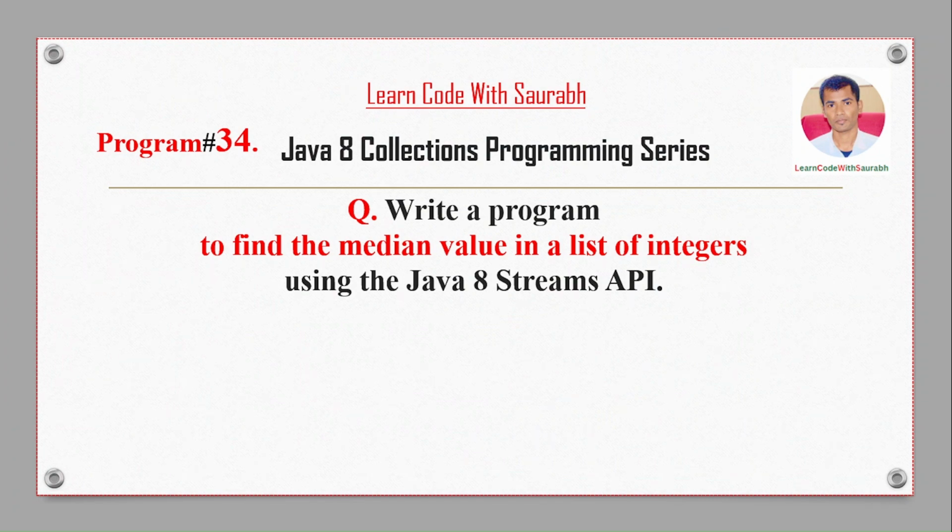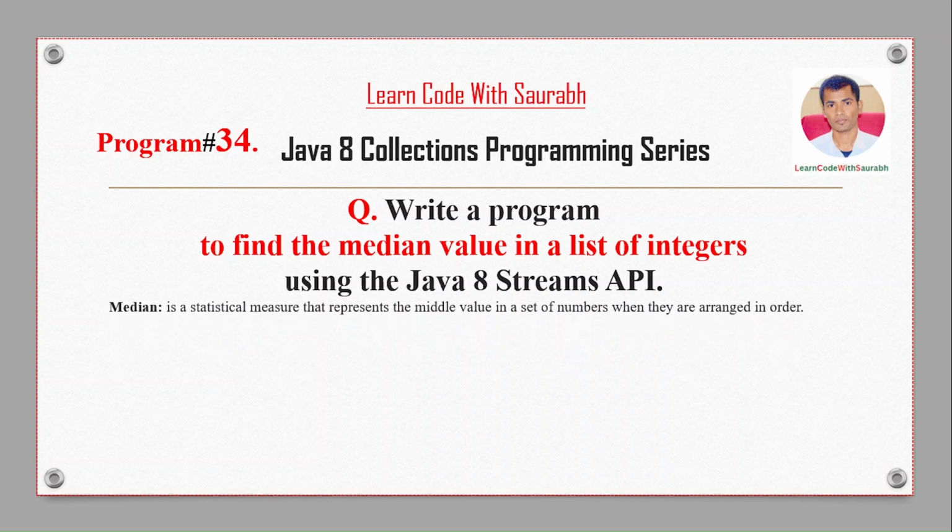Today I'm going to solve a program to find the median value in a list of integers using the Java Stream API. So in this program, it mentions the median value. So what is the median? Median is a statistical measure that represents the middle value in a set of numbers when they are arranged in order. So according to the definition, we need to sort into ascending order.